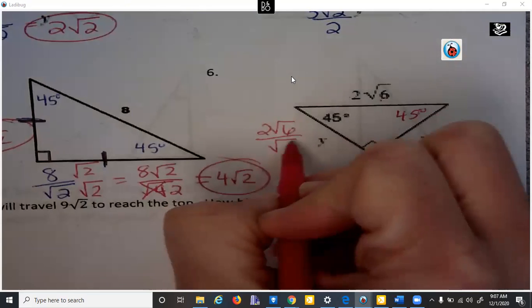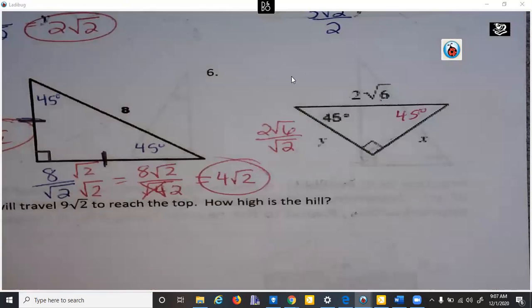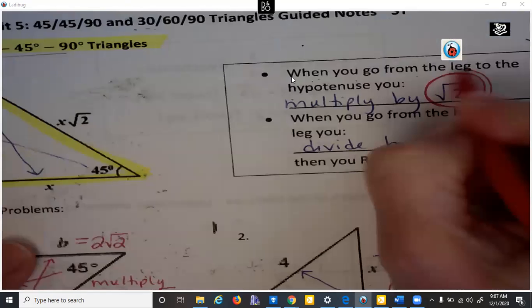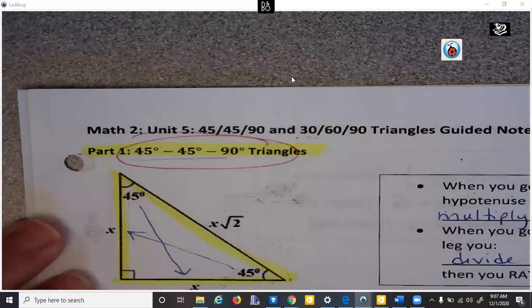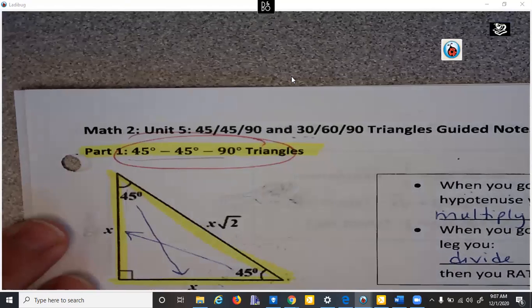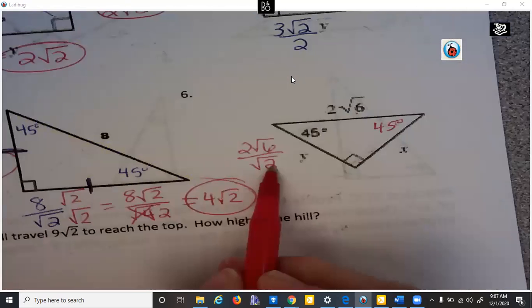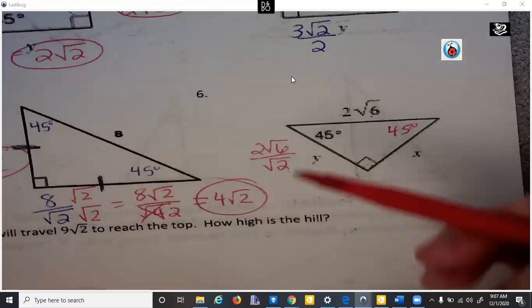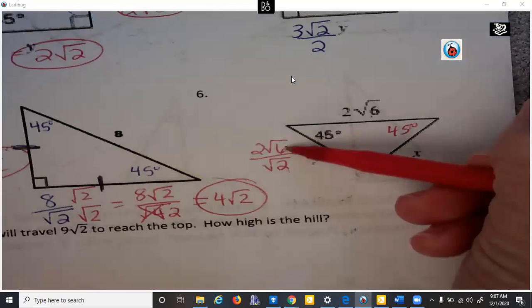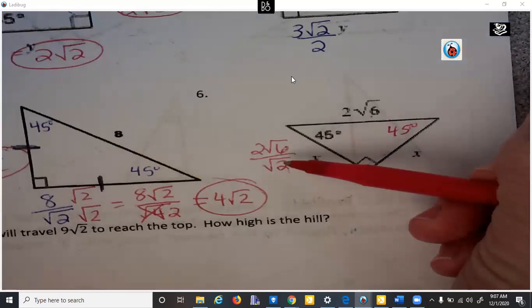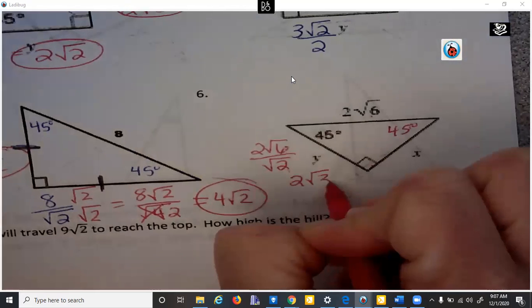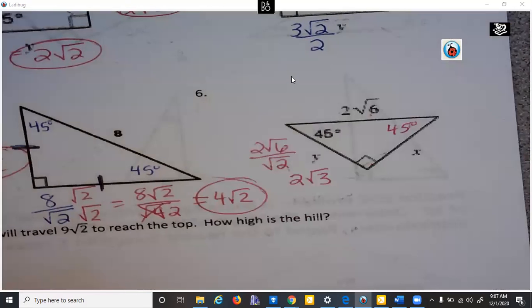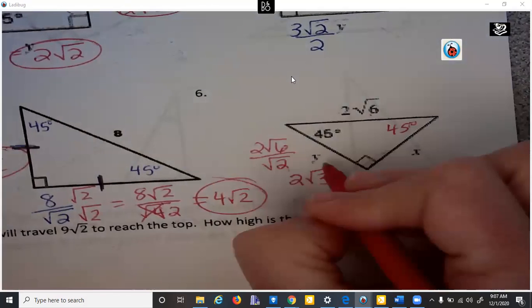You divide by root 2. Okay, so you're always using root 2. You're always using root 2 in a 45, 45, 90 triangle. Okay, so I divide by root 2. You divide these two because they're both inside the radical. Okay, you divide those two, so you get 2 root 3. And that's all you have to do on that one. It's pretty easy, 2 root 3. So that's what y is.